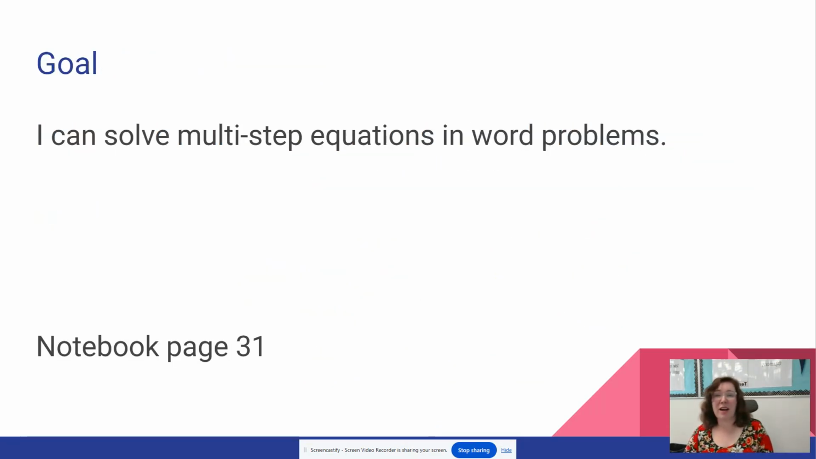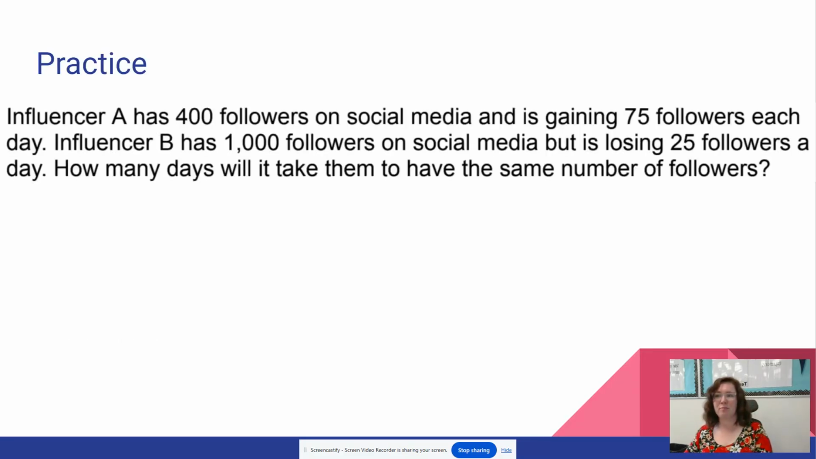Okay, all of that was just to practice recognizing that word problems could be either written as an equation or solved without an equation, either way. And then we open up our notebook to page 31, which looks like this, and write down the goal: I can solve multi-step equations in word problems. And then here's some practice that we have on that page.